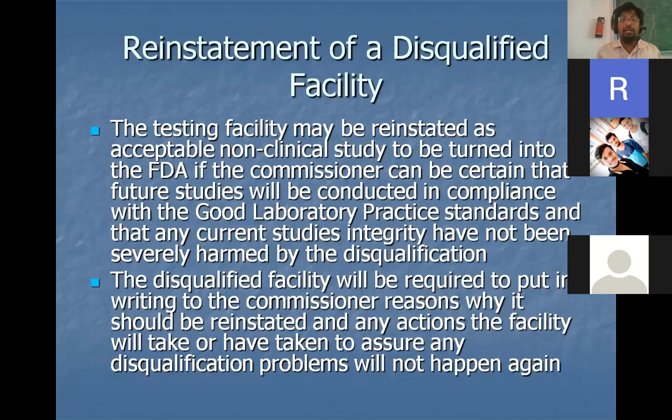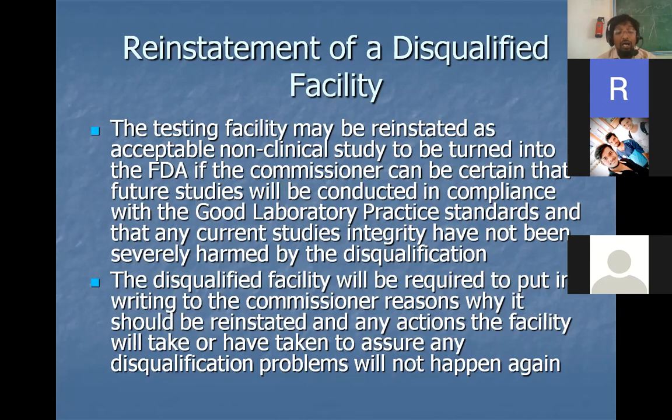And reinstatement of a disqualified facility. Once your laboratory is disqualified, how can you restart it? The testing facility may be reinstated as acceptable for non-clinical studies to be submitted to the FDA if the commissioner can be certain that future studies will be conducted in compliance. So when you prove to the commissioner that future studies will be done as per the GLP rules, then your permission will be given back. And that any current studies' integrity has not been severely harmed by the disqualification.